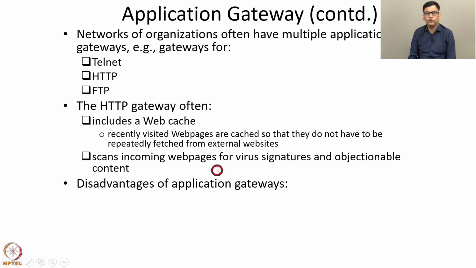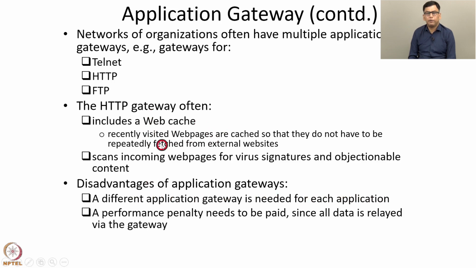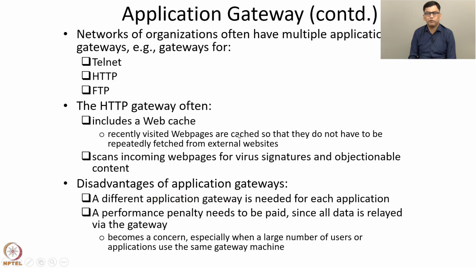But there are some limitations of application gateways. One limitation is that we require a different application gateway for different applications. A performance penalty needs to be paid because all data is relayed via the gateway. So if a large number of users use a particular application, then the application gateway will be congested because a lot of traffic is flowing through it. This becomes a concern when a large number of users or applications use the same gateway machine. So these are some limitations of application gateways.